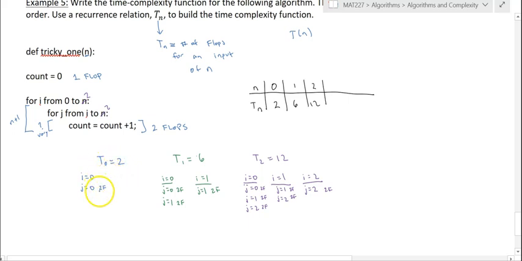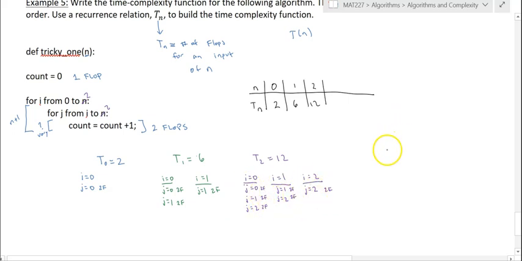Now at this point, I think I see a pattern. Notice that for n equals 0, there is only one value of i with one flop. For T1, there's 2 values of i. The first one has two iterations. The second one has 1 iteration. And then notice that here it's 3, 2, 1.